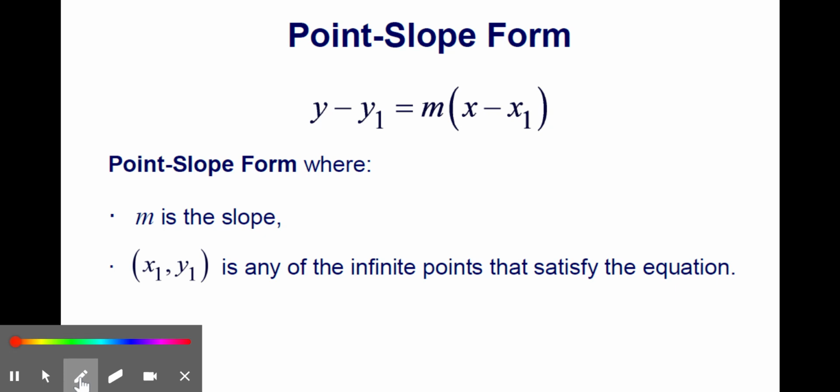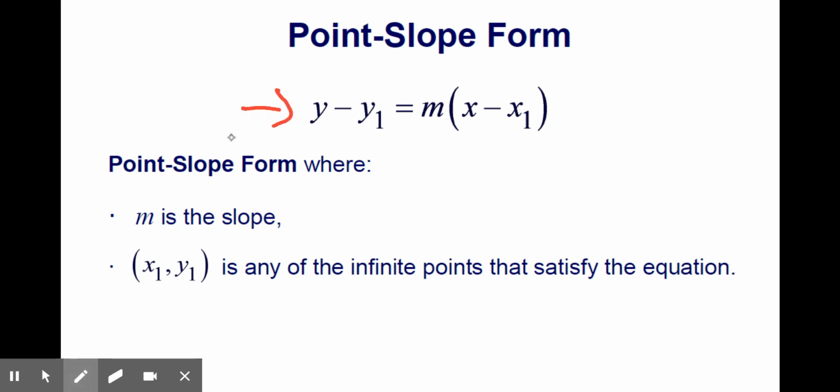It looks a little bit complicated. It's y minus y1 equals m times x minus x1. Now these x1s and y1s may look a little bit familiar to you because you've seen them before when you found the slope. They were part of that formula to find the slope, the idea of x sub 1, y sub 1.